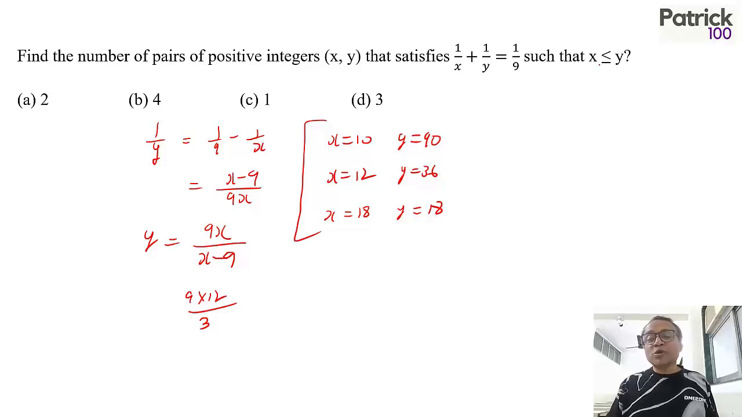Now you can't put more because the limit is x less than or equal to y. So this is the limit. The moment you go further, with more x, y will reduce. So we need only 3 values. So D option is the answer.